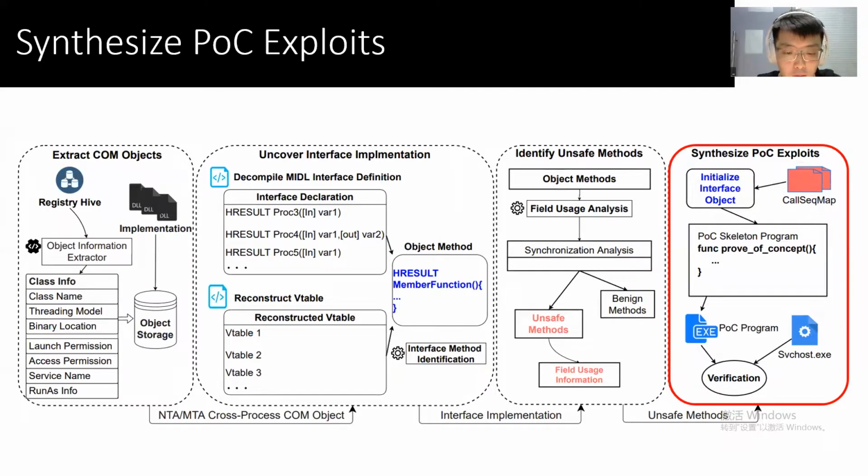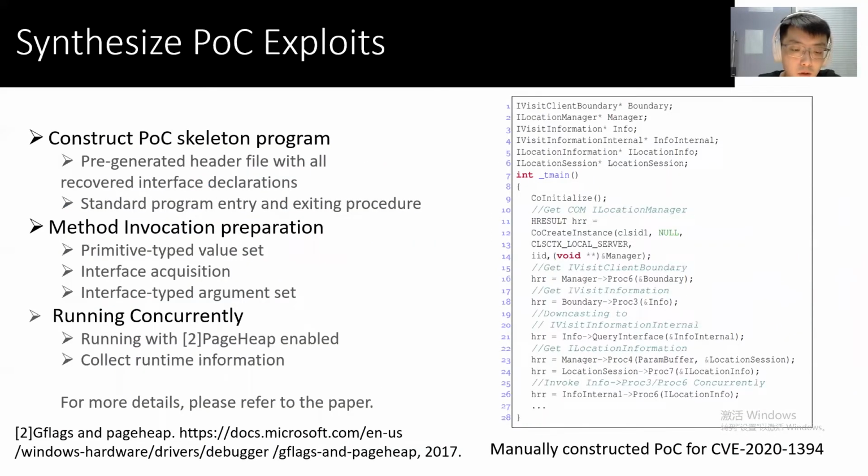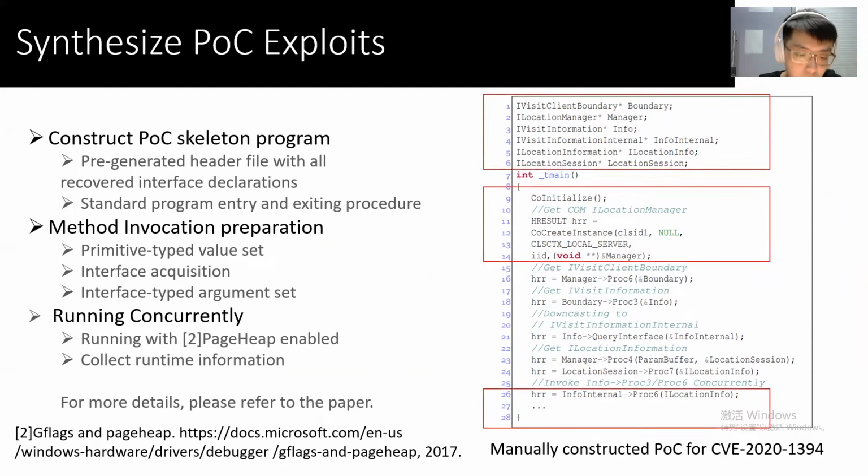In order to verify the output of identified unsafe methods, COMRace appends a module to try to synthesize PoC exploits automatically. The PoC synthesis is built on a predefined PoC skeleton program, because the PoC programs share a similarity to a certain extent. A manual program for the example CVE is shown in the right picture. The PoC skeleton program uses a pre-generated header file to complete the variable definition part, as the first red cube. Now the key problem is how to prepare parameter values for the interface method.